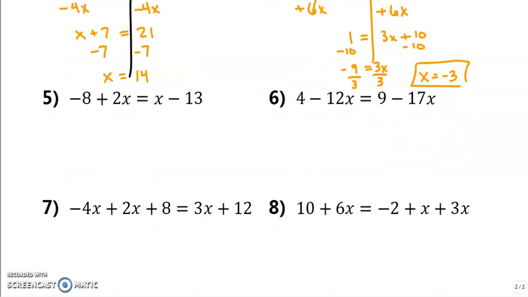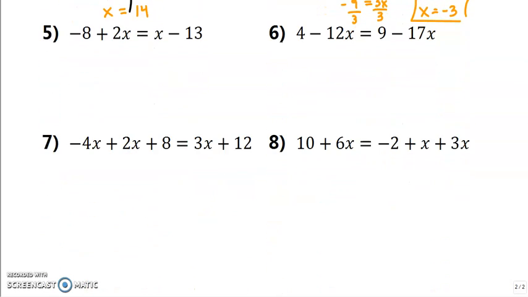I'm going to skip over 5 and 6, and I'd like to get to questions 7 and 8 because 7 and 8 involve more than just moving variables to one side of the equal sign or the other. You're actually going to have to combine some like terms first. You can't combine all like terms, you just have to combine some of them. So when we combine the negative 4x and the 2x, we'll get negative 2x plus 8 equals 3x plus 12.